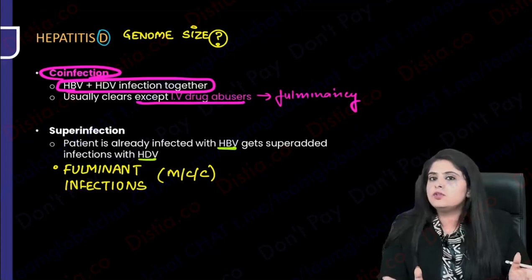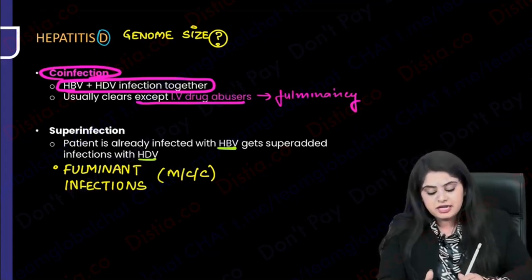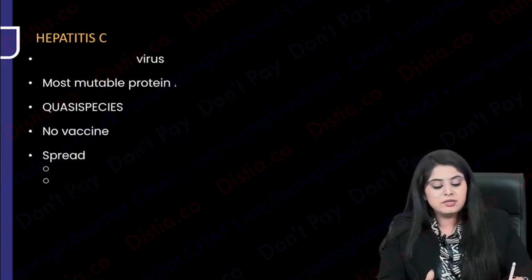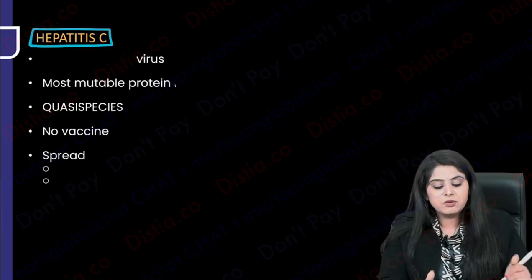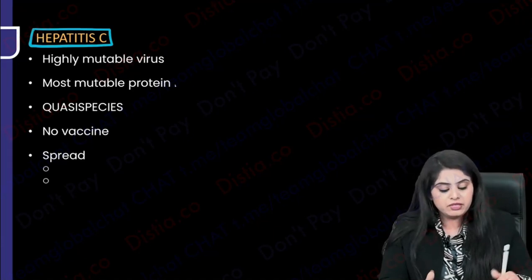Again, nothing much to know. We all know it is non-cultivable. We all know that table, so that remains as it is. Now we move on to the last one, and that is going to be hepatitis C. What is it about it? It is one of the mutable viruses. That is why. Now I'm going to tell you something.